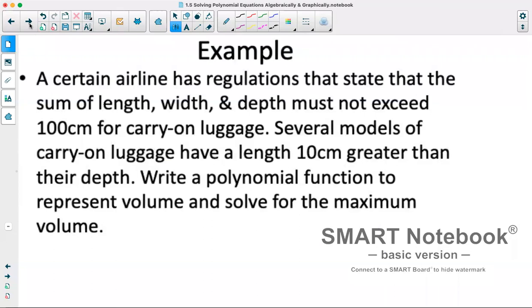Okay, so we'll look at an example. A certain airline has regulations that state that the sum of length, width, and depth must not exceed 100 centimeters for carry-on luggage. Several models of carry-on luggage have a length 10 centimeters greater than their depth. Write a polynomial function to represent the volume and solve for the maximum volume.